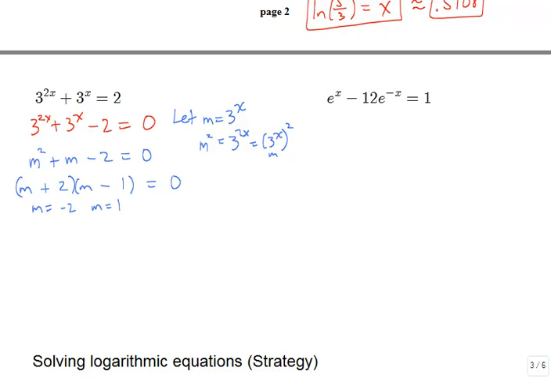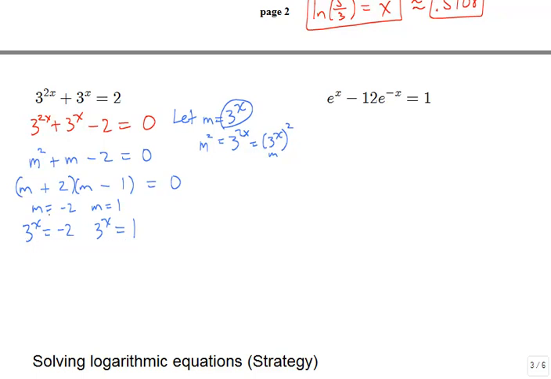So we would have to then substitute back in what m was equal to in terms of x. So m was 3 to the x, and we want that to equal negative 2. And over here, for this equation, we would want 3 to the x to equal 1. And so then we would have to solve each of these. So let's go ahead and do that.